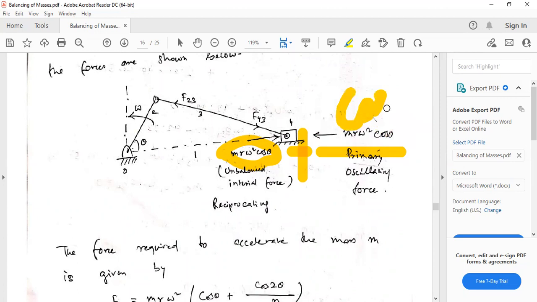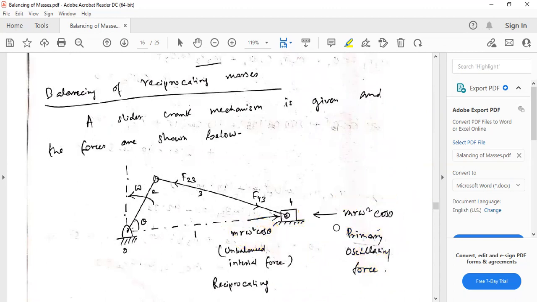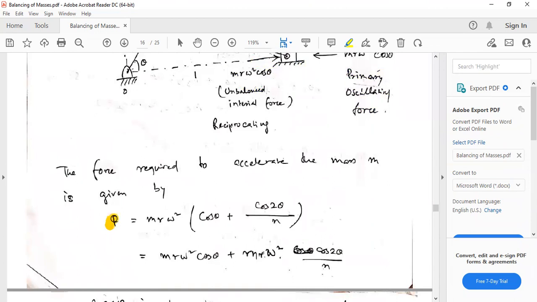So m r omega square cos 2 theta, where theta is this angle. Theta varies from 0 to 360 degrees and goes on. This is divided by n, the length of the connecting rod divided by the length of the crank. We will have to combine them together, and that is the total unbalanced force. This force is required to accelerate the mass.